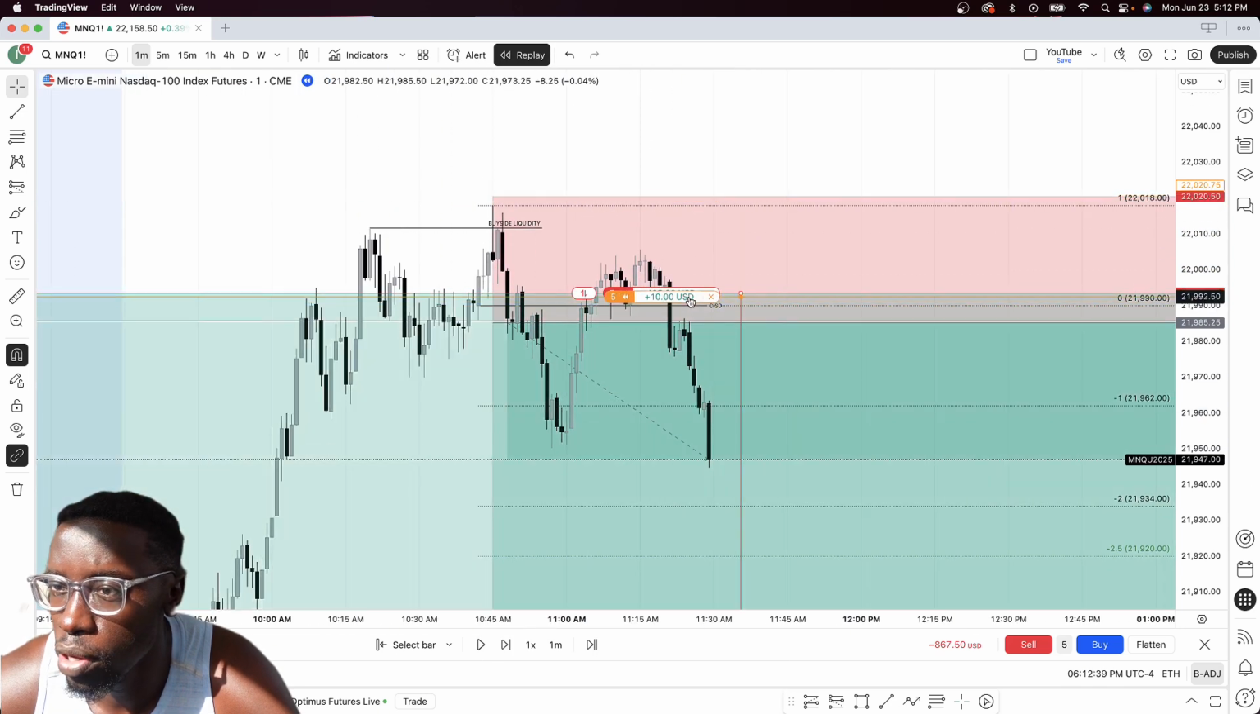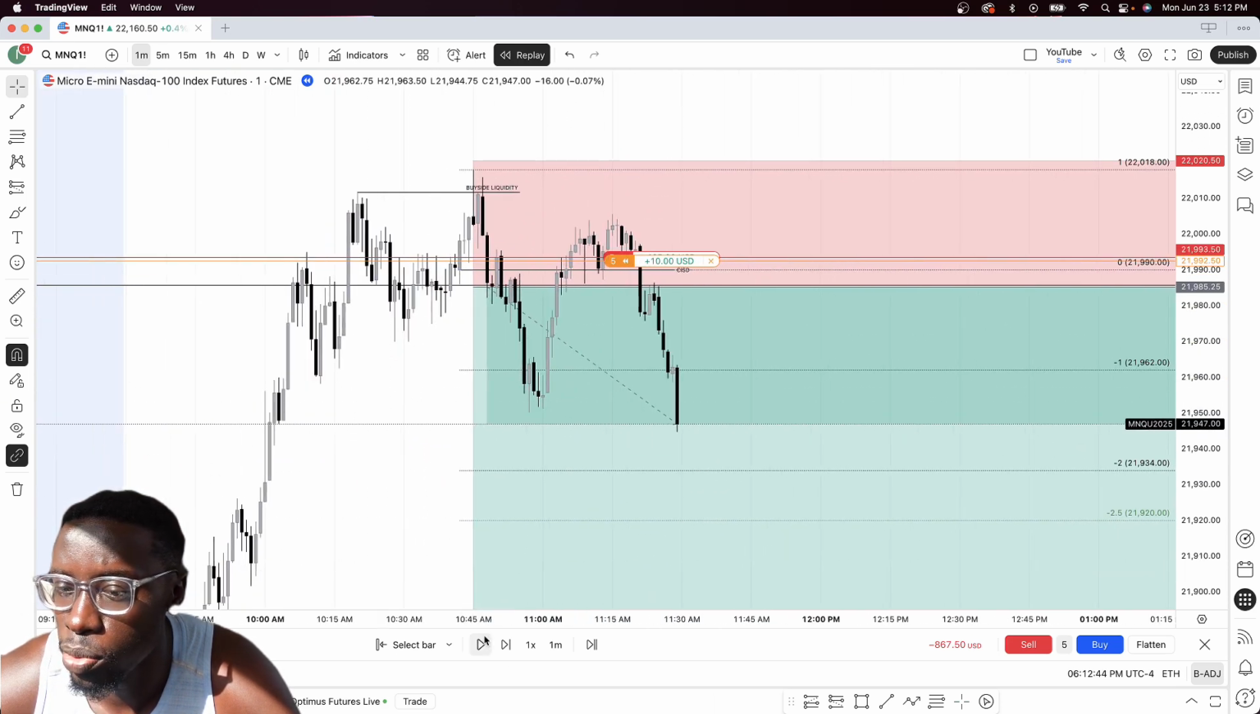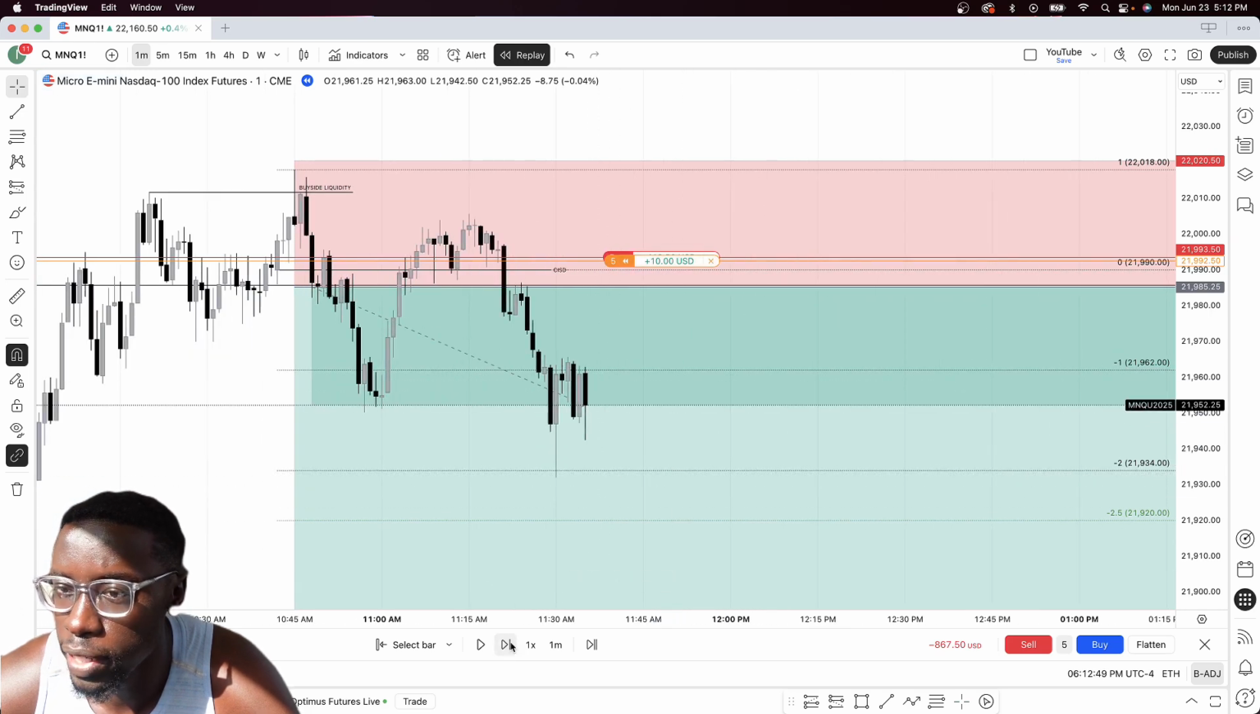So that's when my stop loss went to break even. Once we hit -1 standard deviation, took out this liquidity, at this point, stop loss can go to break even. And we hit -2 here. You can see market respects it perfectly.